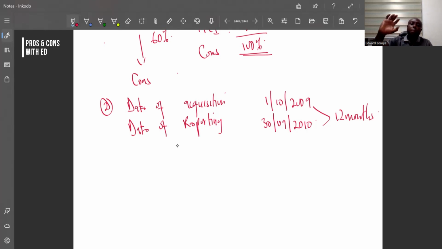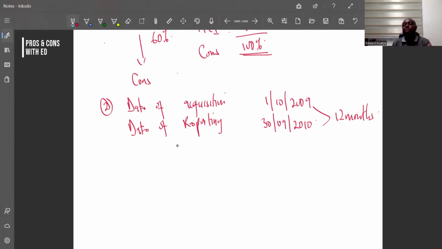So, what is the post-acquisition period? When we talk about the post-acquisition period, it is the period from acquisition to what? To reporting. How many months do we have there? How many days? How many years? That is our post-acquisition period.